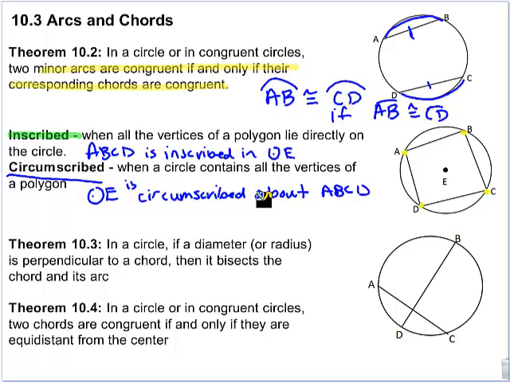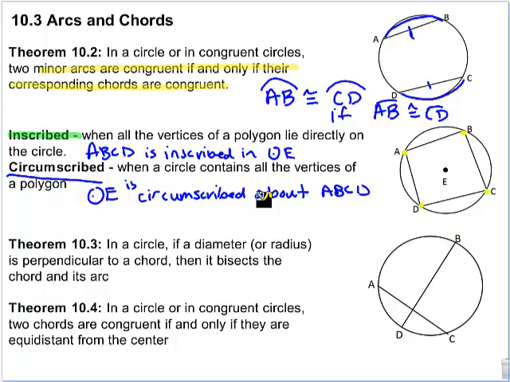So inscribed is when the polygon is on the inside, and circumscribed is talking about the circle outside of the polygon. Yep. They're talking about the same figure. It's just whether you're talking about the polygon or the circle.